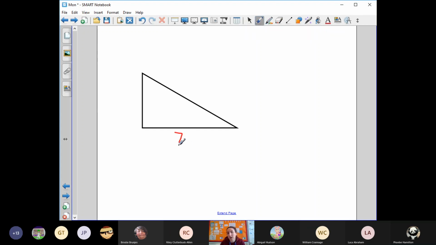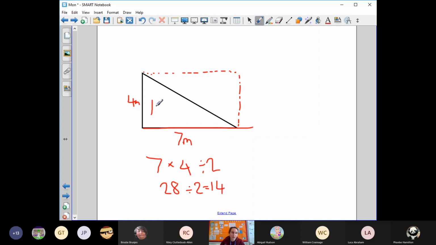Let's do 7 and 4. And it'll say to you, find the area of this triangle. What you've got to do is imagine an imaginary rectangle around it. And you're going to do the base, 7, times the height, 4, and then you're going to divide it by 2. So 7 times 4 is 28. That would give me the area of the whole rectangle. And then divide it by 2, which gives 14. So the area of the triangle would be 14 meters squared.